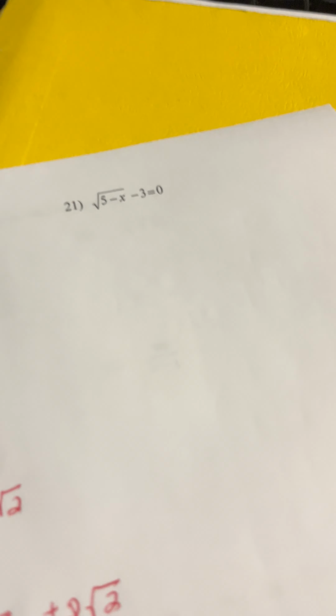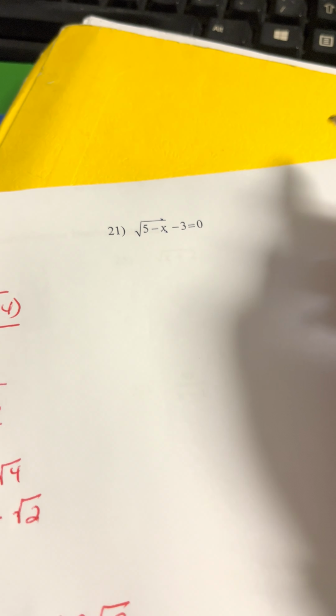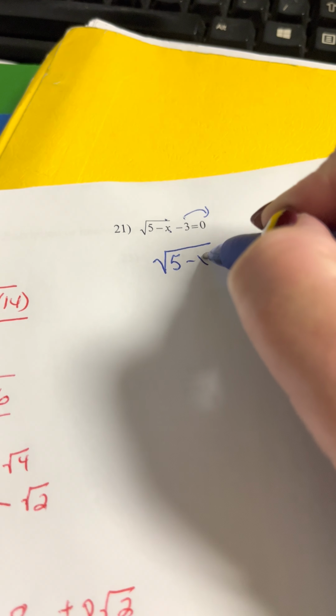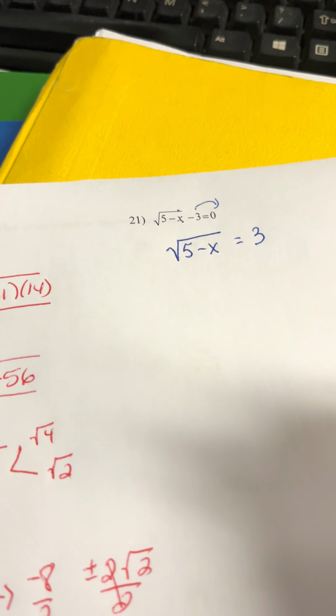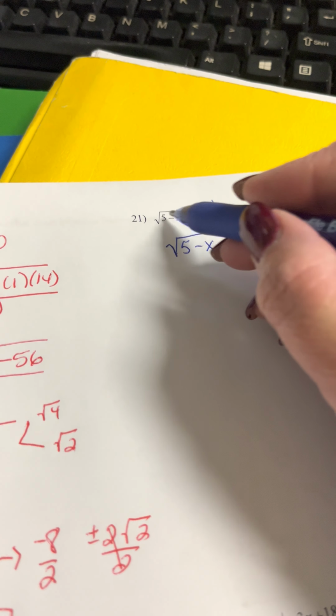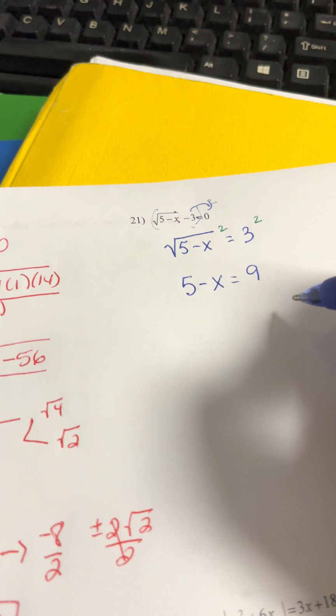Up here, my issue is my x is trapped underneath my radical. So I need to get rid of that radical by squaring both sides. But before I can square both sides, I need to move that over. So I'm going to add 3 to both sides. And now I can go ahead and get rid of that radical. You can't square it with the 3 there. If you square it with the 3 there, you're ending up with a middle term, because you would be taking two things and squaring it, and you'd have to rewrite it and FOIL it all out and everything. So you have to isolate that radical first.